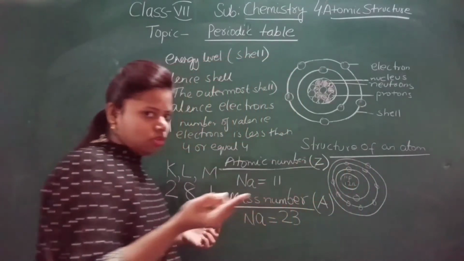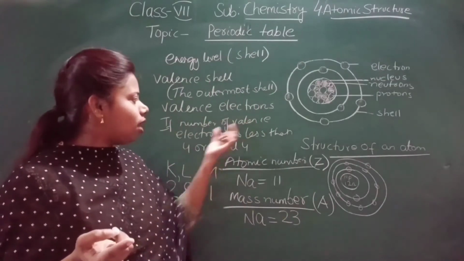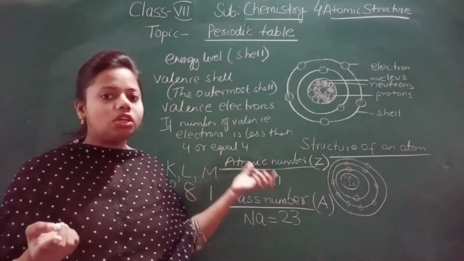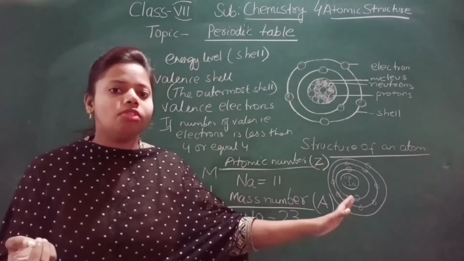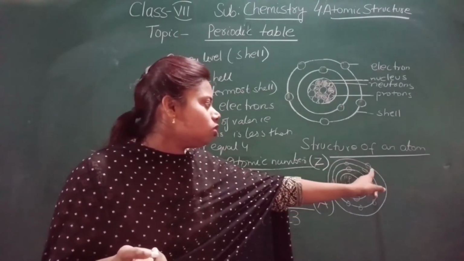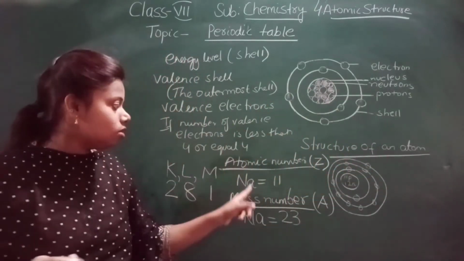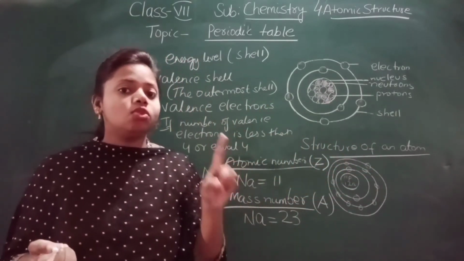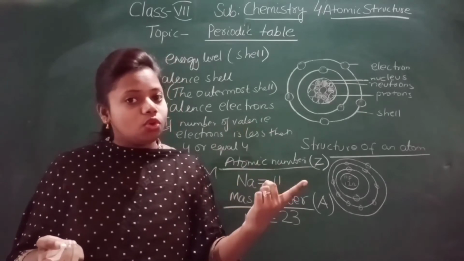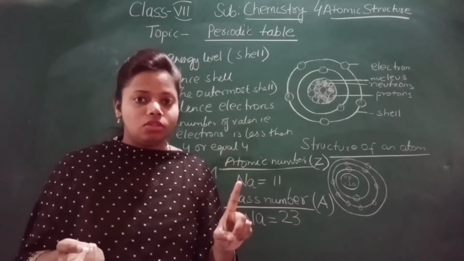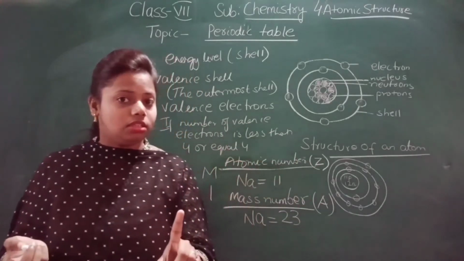So if the number of valence electrons is less than or equal to 4, that number becomes the valency of that element. In the outermost shell only 1 valence electron is there. That means the valency of sodium is 1. So in this way also we can get the valency.